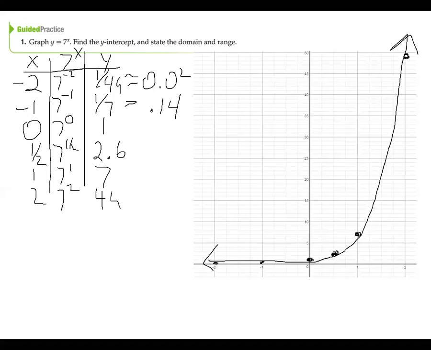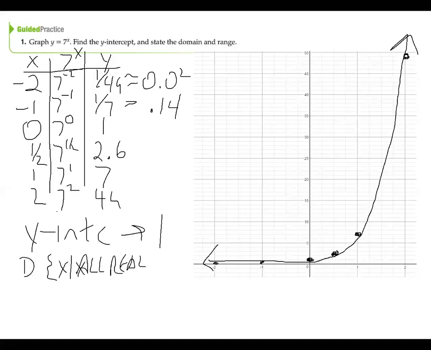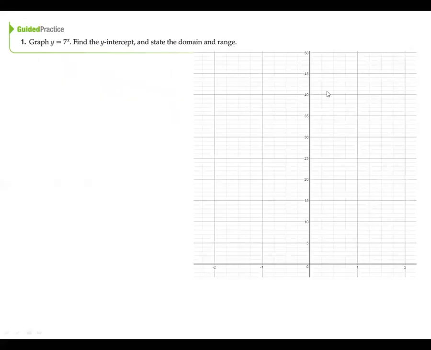Okay. The y-intercept is 1. The domain is x such that x is all real numbers. And the range is y such that y is greater than 0. Okay? All right. Hope that was helpful to you.